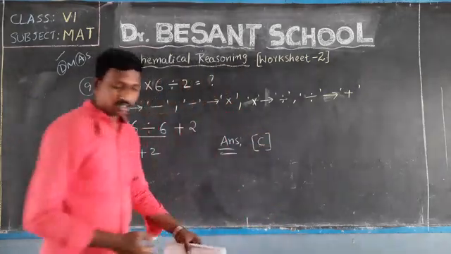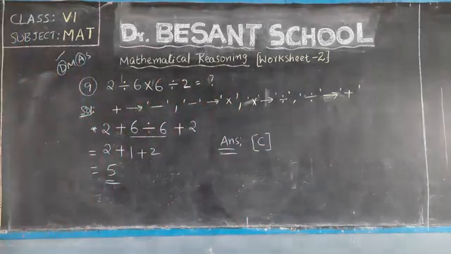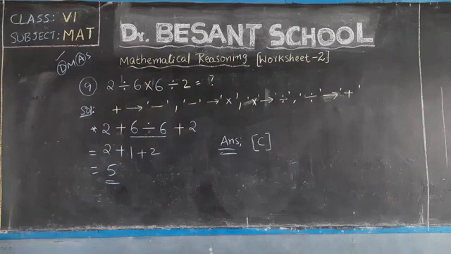Okay, my dear students. So based on the symbols given, we have changed the symbols for operation and everything, so that we are able to solve it. Okay, my dear students. Let's check it out. What is given? 2 divided by 6 into 6, again divided by 2. So here given plus is to be used as minus, minus is to be used as into, into is to be used as divided by, and divided by is to be used as plus.